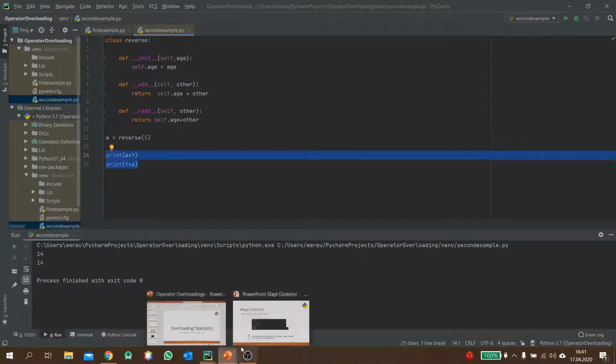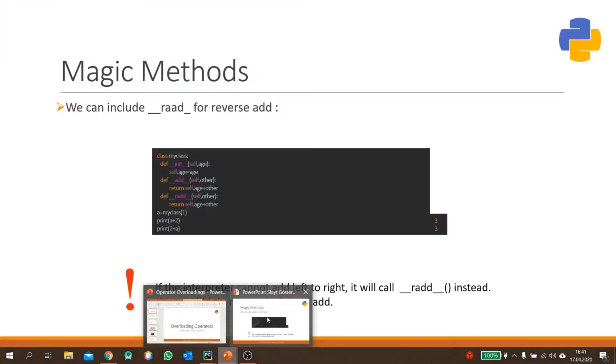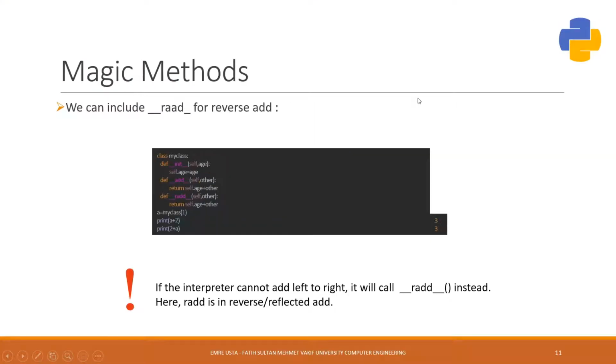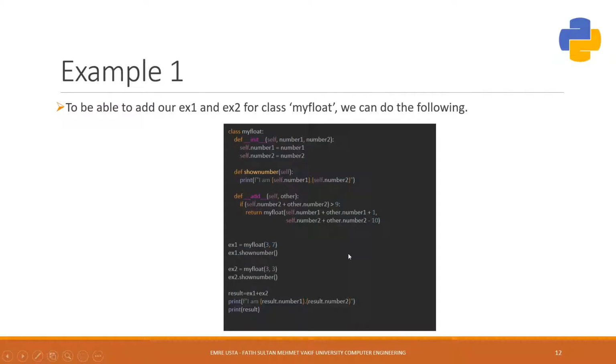But if we continue our lesson, if the interpreter cannot add left to right, it will call __radd__ instead. Here __radd__ is the reflected add. Example 1. To be able to add our x1 and x2 for class myFloat, we can do the following.